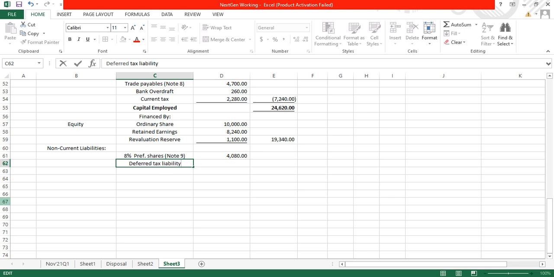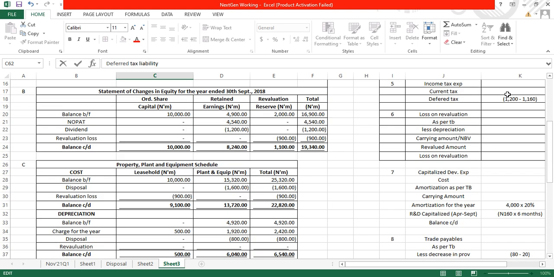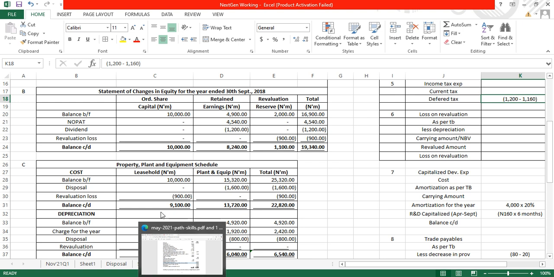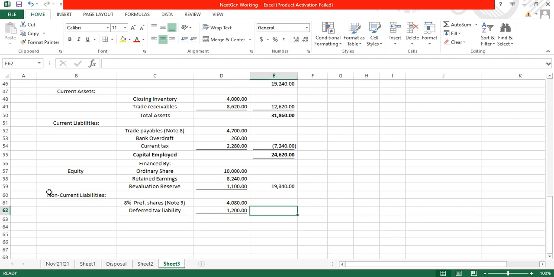Deferred tax liability. So for our deferred tax liability, what do we have on it? 1,200. We did the calculation before, right? Yes, and the new amount is 1,200. That is the amount that we recognize in our balance sheet, which is the new value of our deferred tax. Any question?